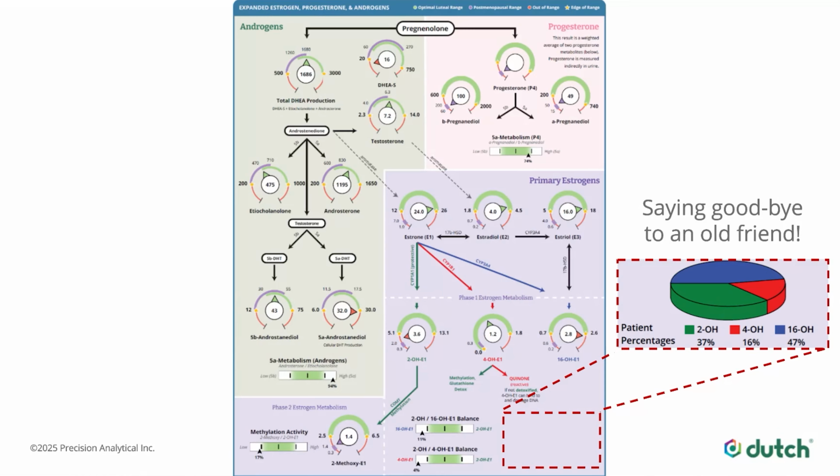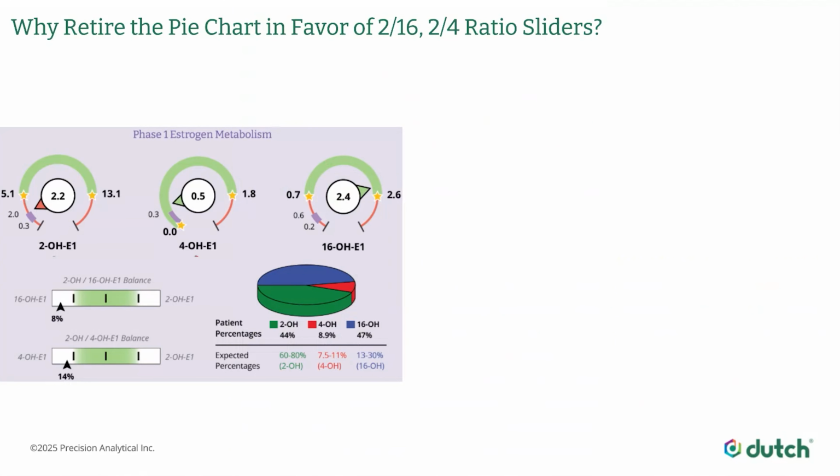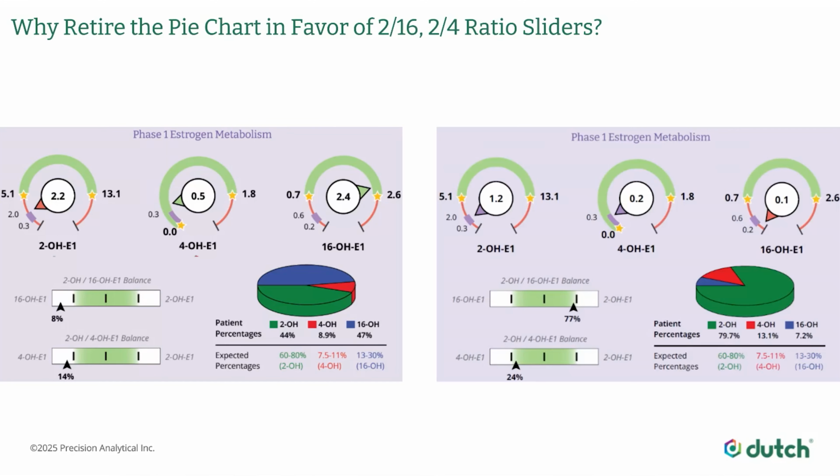But there's a better way to do that, and so we want to be progressing with the science. So I want to show you some data that helps to explain why we want to move from the pie chart to the 2 separate sliders. When you have a situation where the 16-hydroxy is particularly big, or in this case, particularly small, it becomes harder to get accurate information on the relationship between the 2-hydroxy and the 4-hydroxy estrogens.